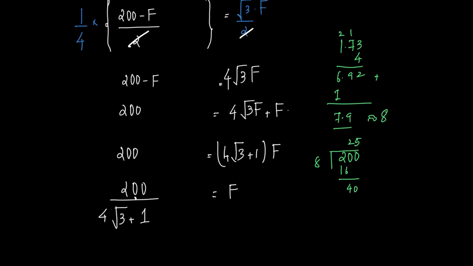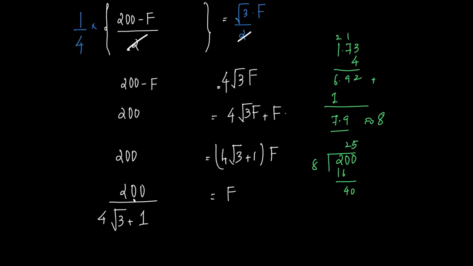See, now we can directly go into the options and eliminate if you want to, but I would say to be on the safer side, just spend a couple more seconds, maybe 10 or 20 seconds more. What's the value of root 3? Yes, somewhere around 1.73. So what is 1.73 into 4? You have 6.92. What is that plus 1? 7.9, which I can approximate as 8, right?